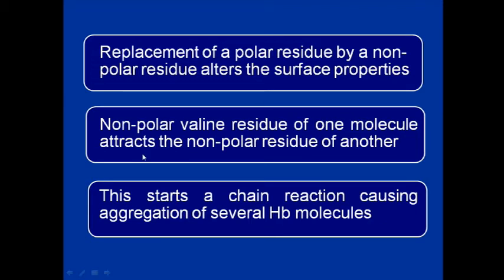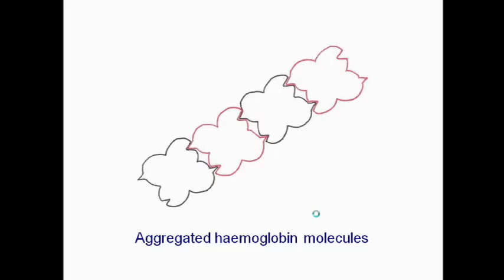Here, when valine comes in place of glutamate, the non-polar valine attracts the non-polar valine of other molecules. So non-polar valine molecules attract each other to form a chain of hemoglobins in this way. The various hemoglobin molecules linked to each other form a thread-like structure. So aggregation of hemoglobin molecules forms a thread-like structure.